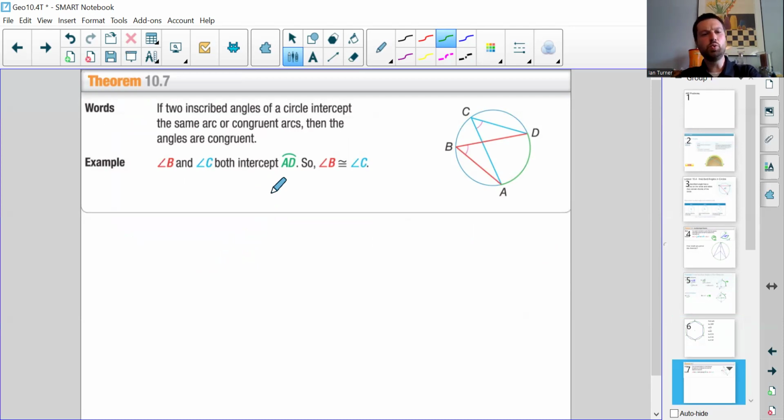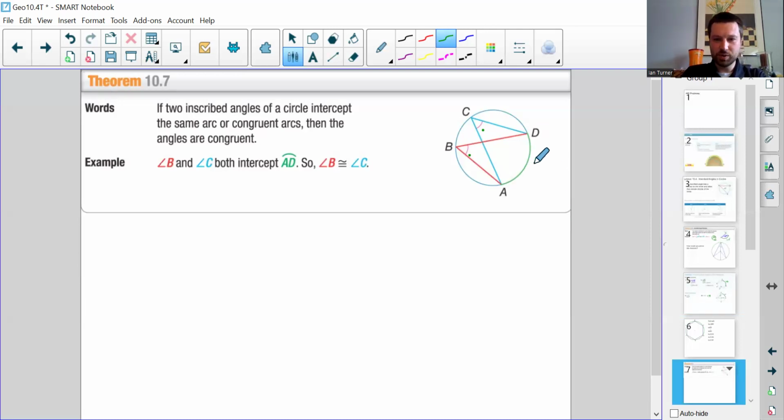10.7 says if two inscribed angles of a circle intercept the same arc or congruent arcs, then the angles are congruent. Makes a ton of sense. Again, these can look a little confusing, but we have two angles, angle B and angle C. If you follow the red here, you can see angle B intercepts AD. And if you follow the blue, you can see angle C intercepts AD as well. So they're intercepting the same arc.